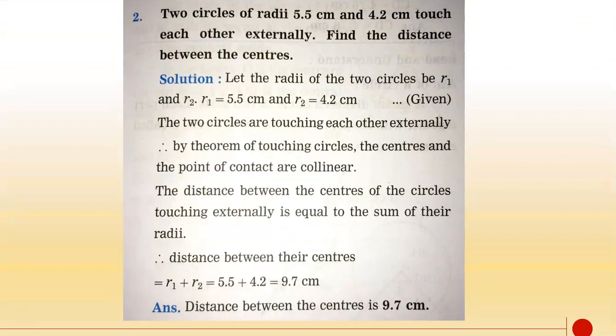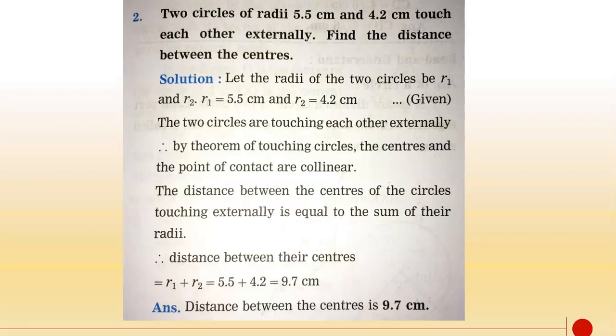Question number 2. Two circles of radii 5.5 centimeters and 4.2 centimeters touch each other externally. Find the distance between the centers. Now when the circles touch each other externally, we are supposed to add the radii.